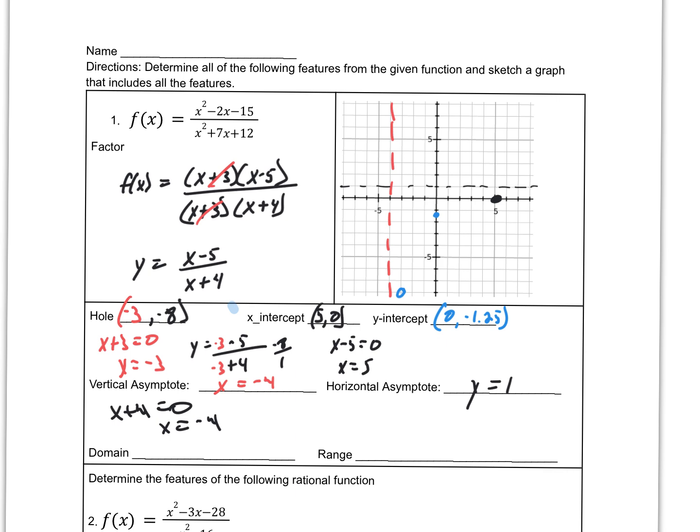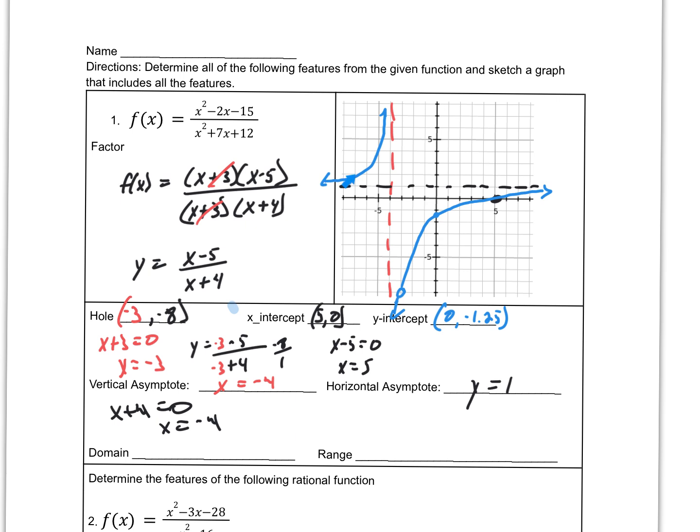All right. So we pretty much have all the parts. When you graph, or if you look at the graph in Desmos, you see that it looks like this. I'm going to show that there's a hole here at negative 3, negative 8, and then it goes through the x and y intercept, and it looks like that. The last thing I want to make sure that you are aware of is how we identify the domain and the range.